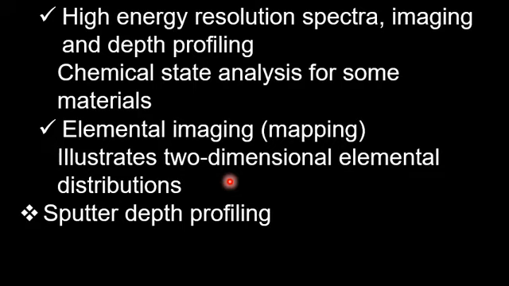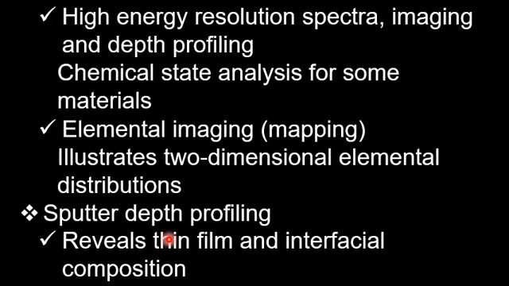Sputter depth profiling can be done with Auger electron spectroscopy, and you can determine what is present beneath the surface of the sputtered area. Okay, so basically a layer of the sample is removed, and on the basis of this we reveal the composition of the thin films below the layer.